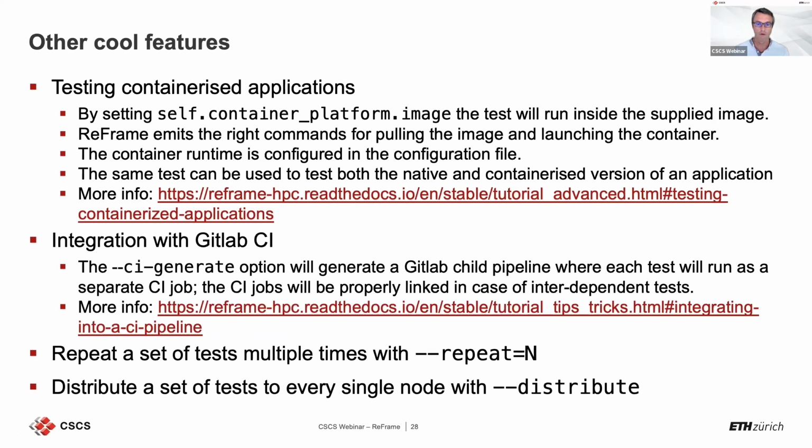Another cool feature that I know people are using is the GitLab CI integration. There is a nice option called CI generate that will take all the tests you have selected, with their dependencies and everything, and generate the GitLab child pipeline. Each test in that pipeline will run as a separate CI job. And then basically you have GitLab CI running your jobs.